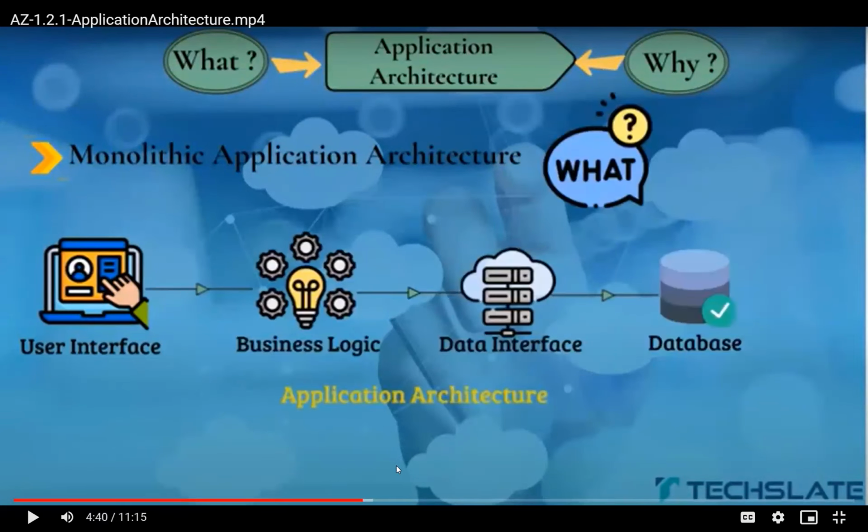Basically, a monolithic architecture has the user interface, business logic, data interface, and database. These are all the different components in any application. So you have a front end, you have the logic, and then data that talks to a database where the data is stored. These are the components of any application, but all of this is put in one server, and that is called monolithic architecture.